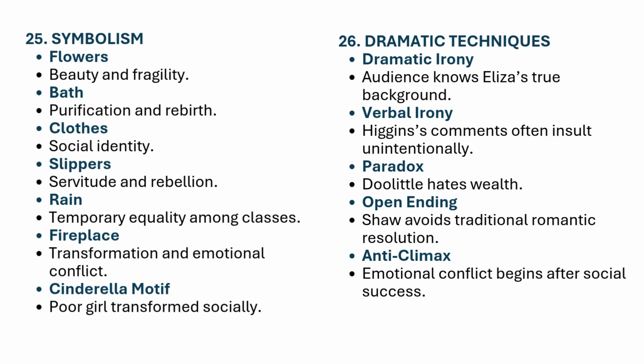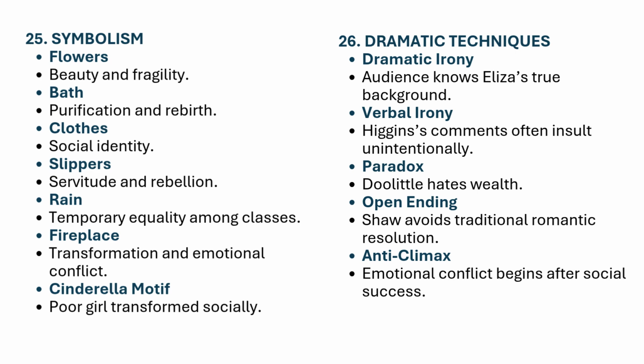Finally, many critics identify a Cinderella motif in the play. Like Cinderella, Eliza is a poor young woman who undergoes a dramatic social transformation. She receives new clothes, enters high society, and appears almost magical in her change. However, Shaw deliberately alters the fairy tale. Unlike Cinderella, Eliza does not achieve happiness through marriage. Instead, she achieves independence through personal growth. This difference reflects Shaw's modern and realistic outlook.